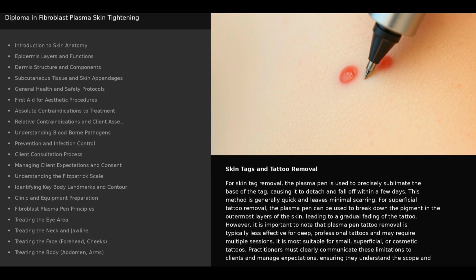Practitioners must clearly communicate these limitations to clients and manage expectations, ensuring they understand the scope and potential outcomes for both skin tag and tattoo removal procedures.